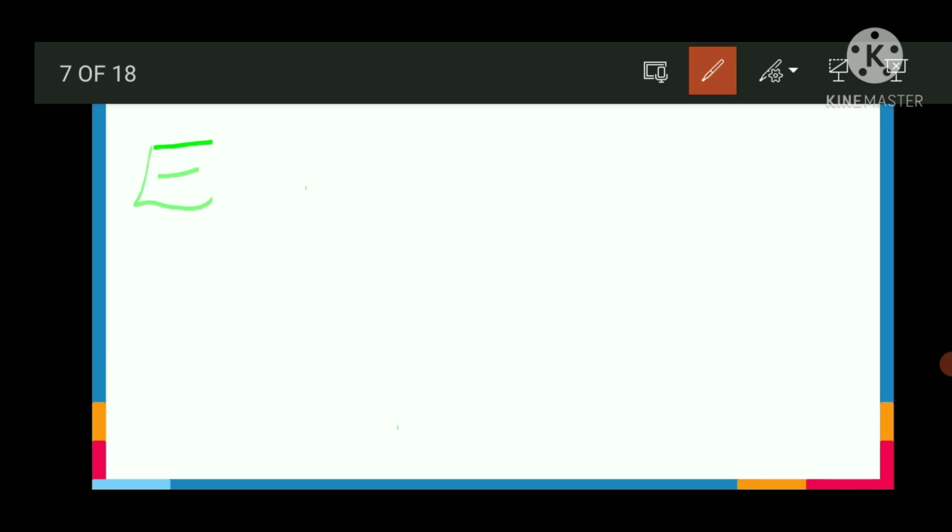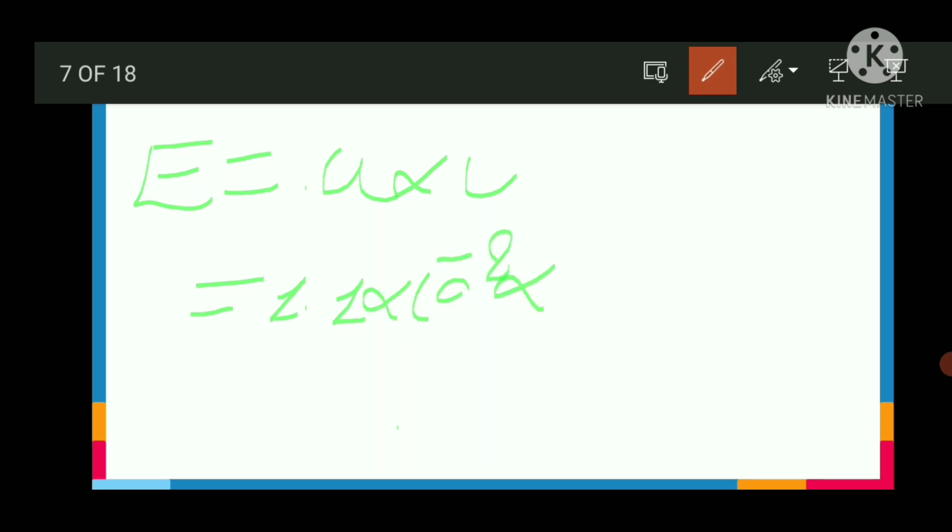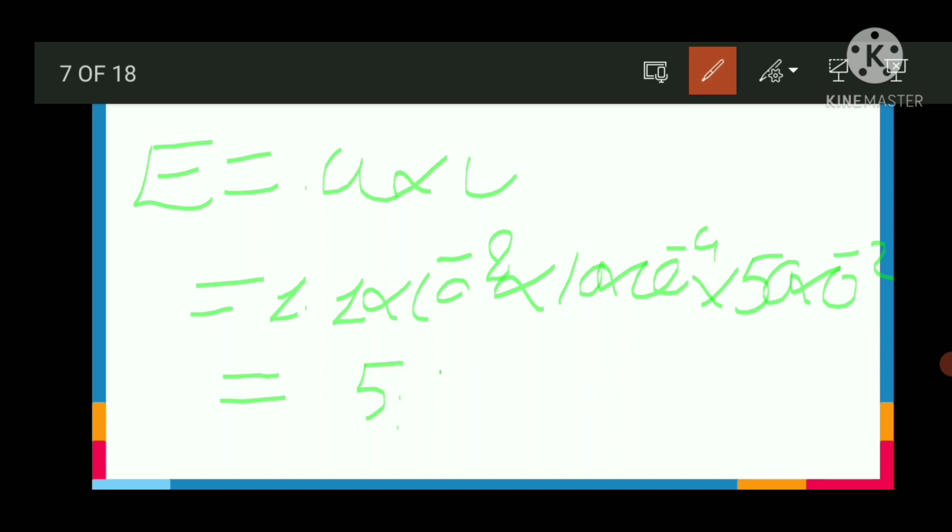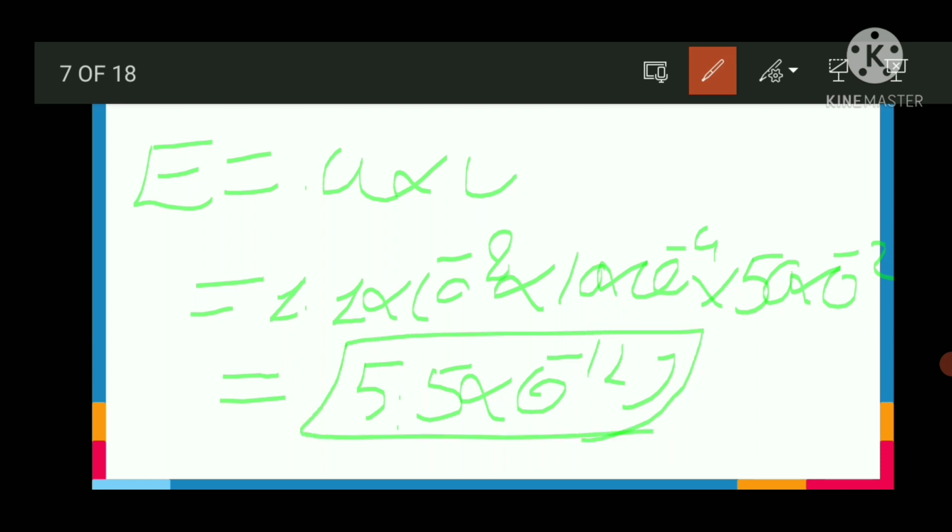Energy we can write as energy density into volume. Energy density we have got as 1.1 into 10 to the power minus 8. Now volume is area into length. Area is 10 centimeter square, so 10 into 10 to the power minus 4 meter square, and length 50 centimeter, 50 into 10 to the power minus 2 meter. So just solving it, we will get 5.5 into 10 to the power minus 12 joules. So friends, this is our final answer.